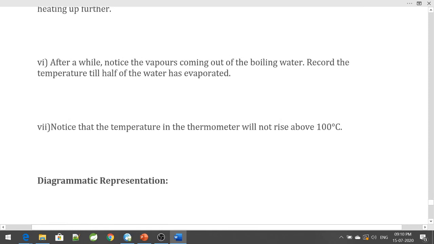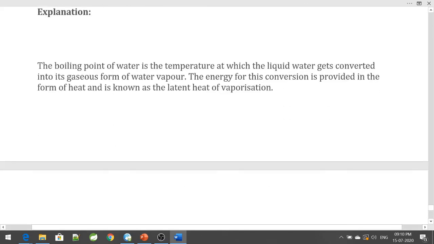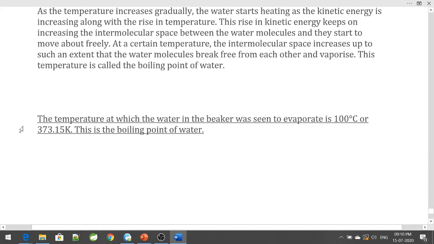After a while, notice the vapor coming out of the boiling water. Record the temperature till half of the water has evaporated. Notice the temperature in the thermometer will not rise above 100 degrees centigrade. So, we can conclude that 100 degrees centigrade is the evaporating point of water, or the boiling point of water. So here we have to write plus 100 to 0 degrees. In Kelvin, 273.15, here we have to add plus 100, it becomes 373.15 K. This is the boiling point of water.